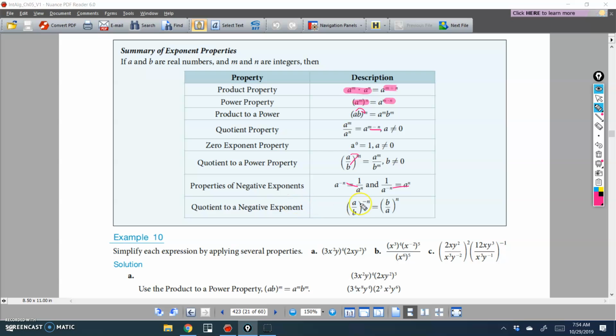Quotient to a negative exponent. So here's your quotient to a negative exponent. You can either think of it as distribute the exponent and then flip it, or flip the whole fraction over from a over b so it becomes b over a, and then the exponent becomes positive. That's quotient to a negative exponent there.